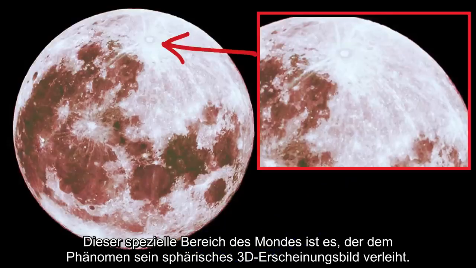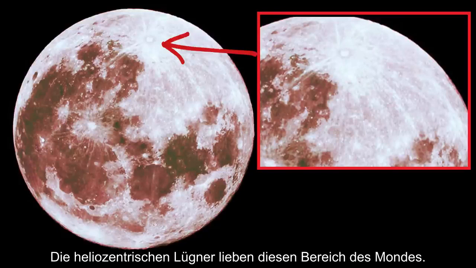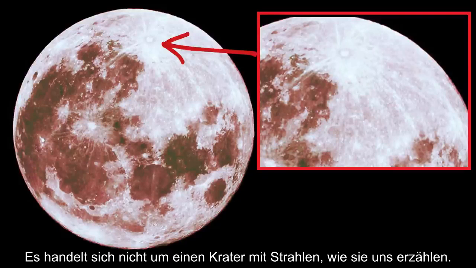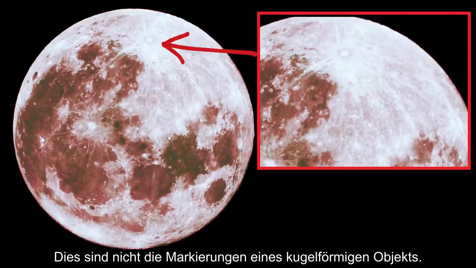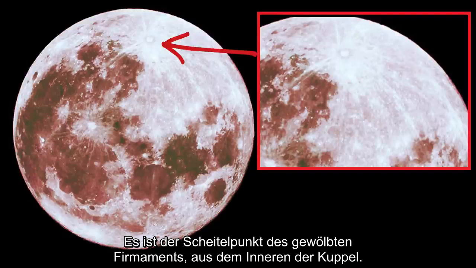This specific area of the moon is primarily what gives the phenomenon its spherical 3D appearance. The heliocentric liars love this area of the moon, and they have used it as a weapon of deceit against us. It is not a crater with rays, like they tell us. Look closer. Really look. This is not the markings of a spherical object. It is the apex of the domed firmament from within the dome.